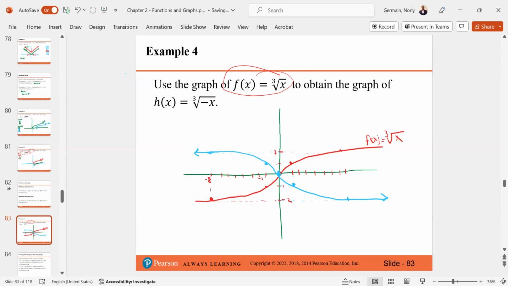All right, so the graph of y equals cube root of negative x reflects about the axis. Okay, the y-axis. It reflects about the y-axis. Now, vertically stretch.